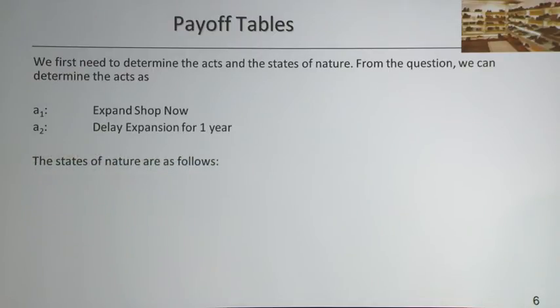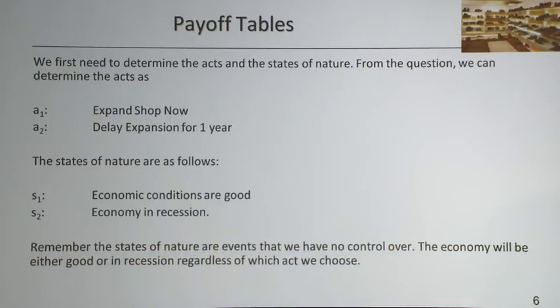Our states of nature are things that we don't have any control over, and reading through the question, the economic conditions are good or they could be in a recession. Remember, these are things that we have no control over. The economy will be good or in a recession regardless of which act we choose. So we've got our basic shape of our table. There are two acts and two states of nature, so we can have a 2 by 2 table.